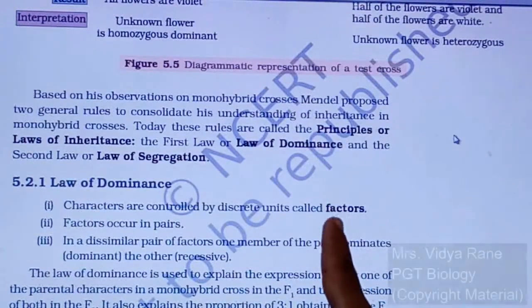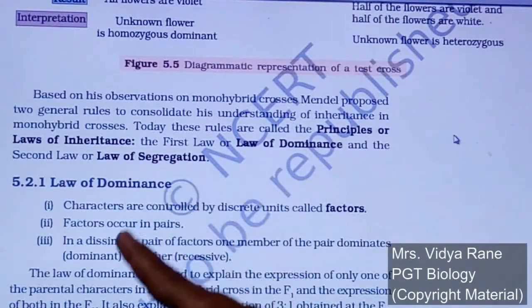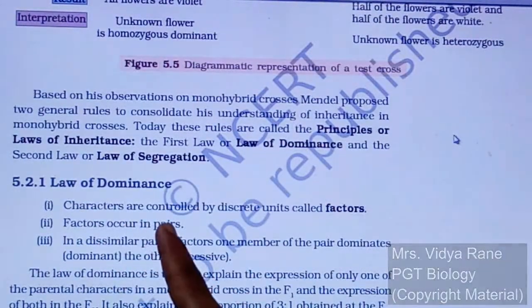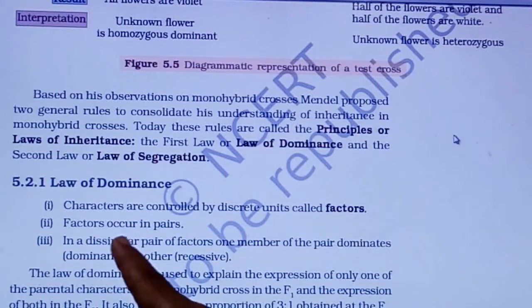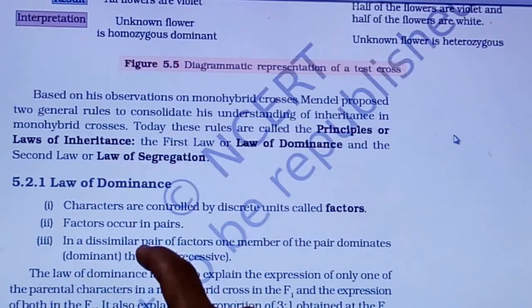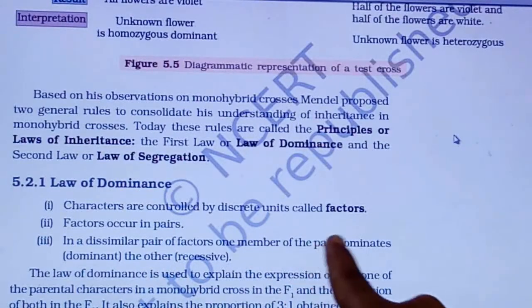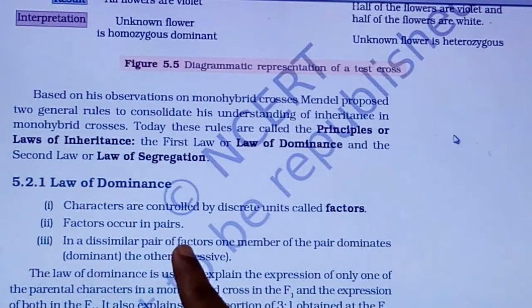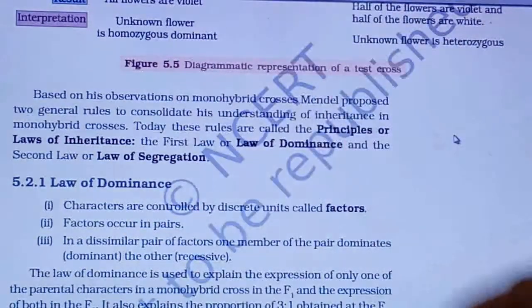And you have to write all these 3 points, right? Factors or genes control the character. Second, they occur in pairs. And third, whenever a dissimilar pair is there, one member of the pair dominates the other. The one which is dominating is the dominant, and the one which gets dominated is the recessive. So this is the law of dominance.